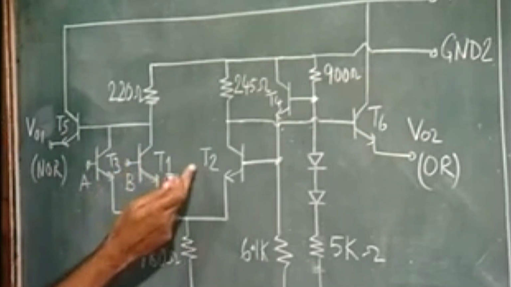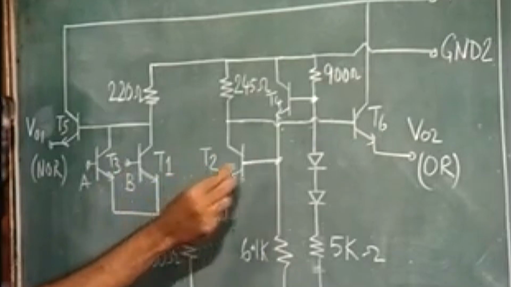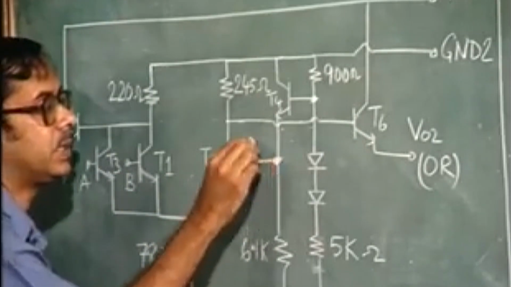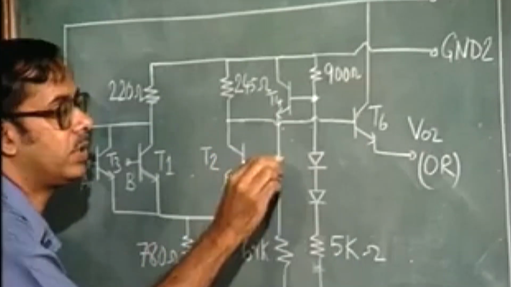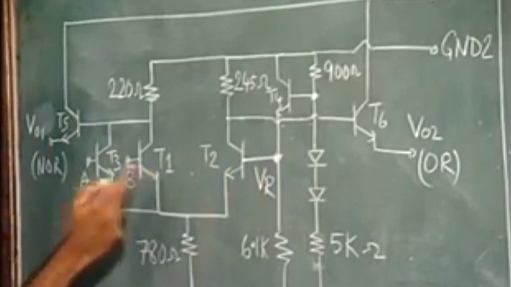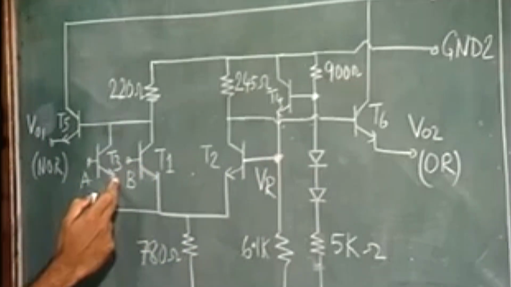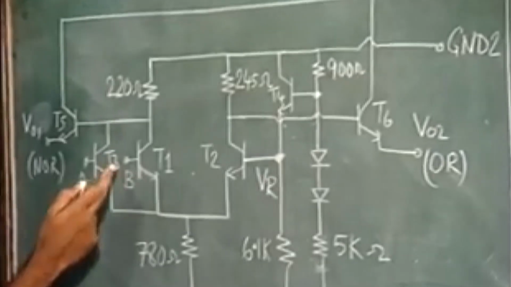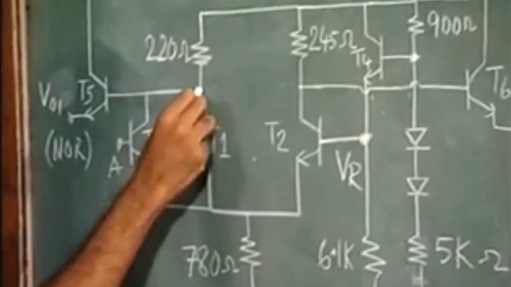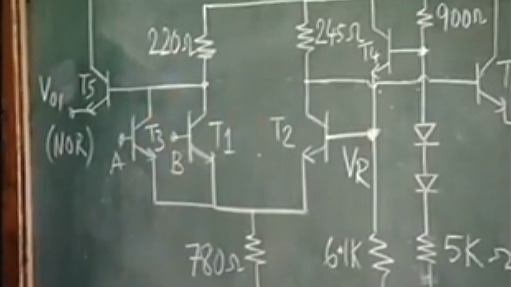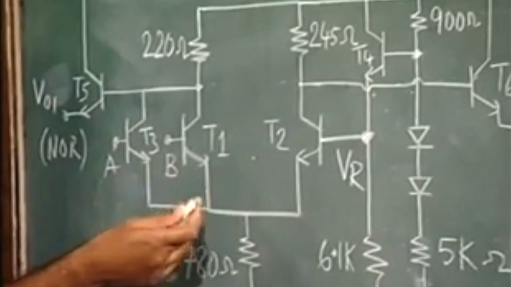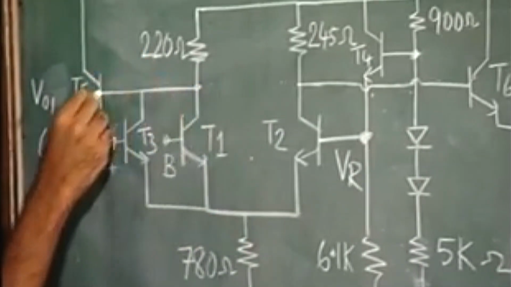You have the transistor T2 on one side, and at the base of that you have the reference voltage. So, the voltage here is the reference voltage VR, and T1 and T3 are the transistors for the inputs, where the inputs are applied. And from the collectors of these transistors you have the emitter followers. So, you have the emitter follower transistors here.